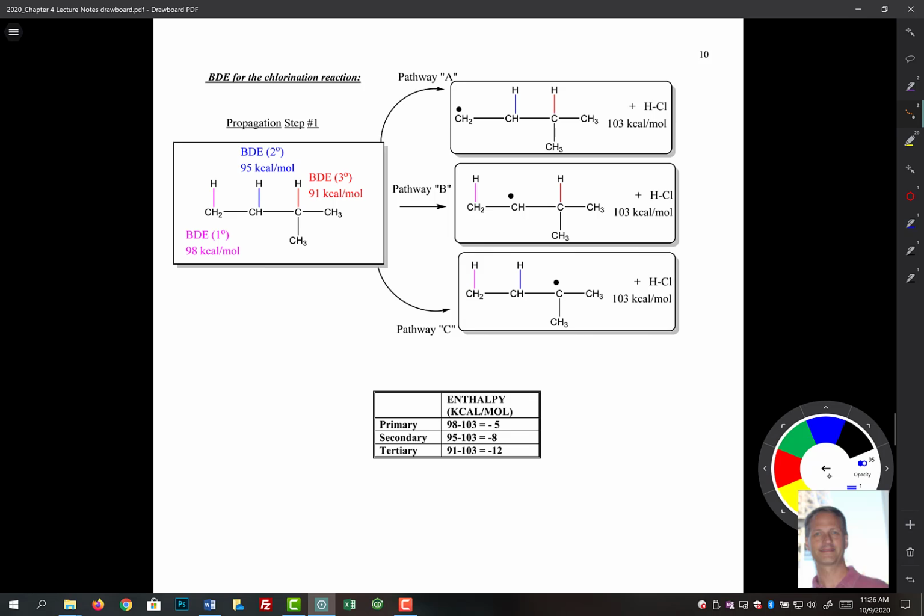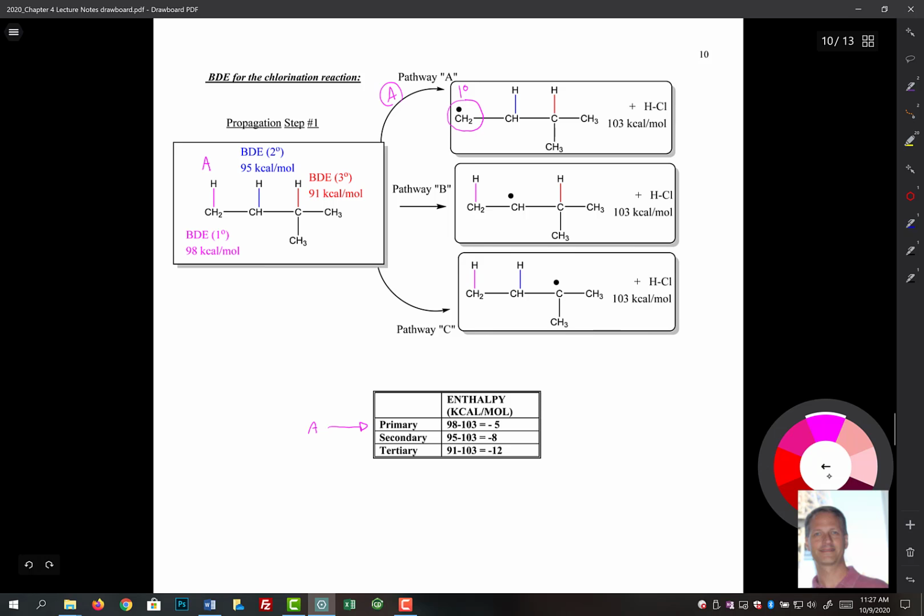So remember, BDE is broken minus formed. That's what we break minus what we form. And in every one of these propagation step number 1s, we break a carbon-hydrogen bond, and then we form HCl. So that's formed for every one of those possibilities, for the primary, the secondary, the tertiary. So again, if we look at this, we're looking at pathway A. So here's our pathway A right now, and that puts a radical here at our primary position. So if we look down below, that's for our pathway A. The BDE for this is 98 minus 103, which is negative 5.